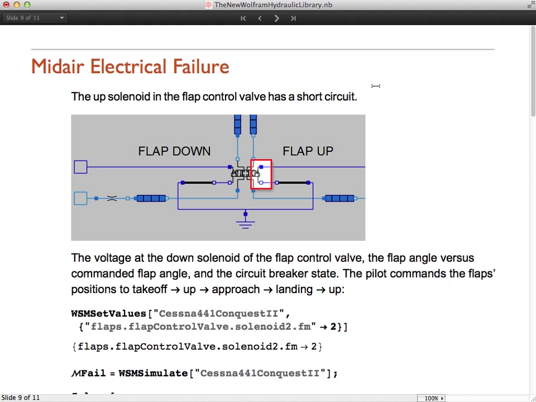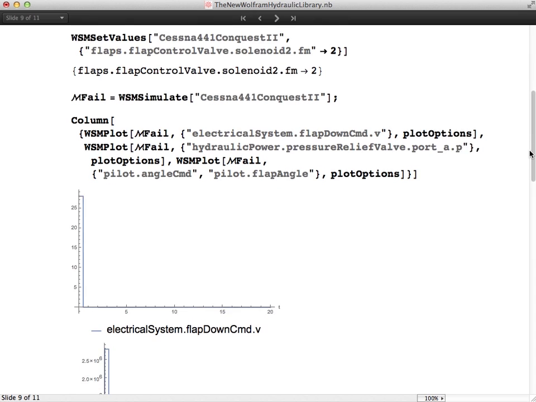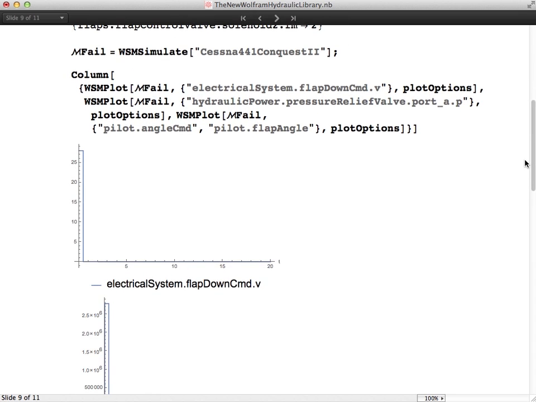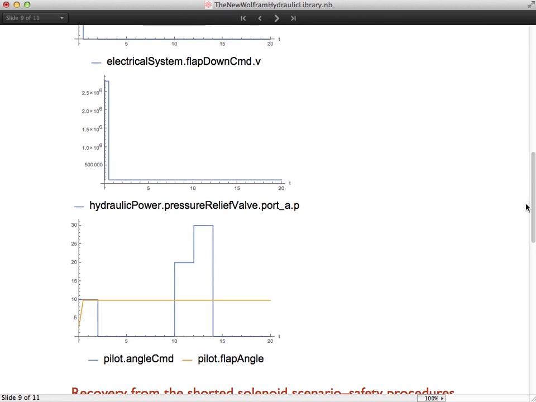The failure in this case is a pin short in the up solenoid in the flap control valve. This means that when the pilot tries to command the flaps down, the short circuit to ground is no longer isolated from the circuit breaker. In this scenario, the flaps are initially in the up position, as we can see in the simulation plots here. The pilot issues a series of commands: takeoff, up, approach, landing, and up.